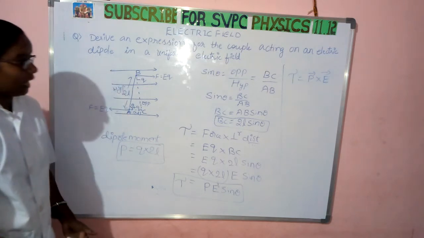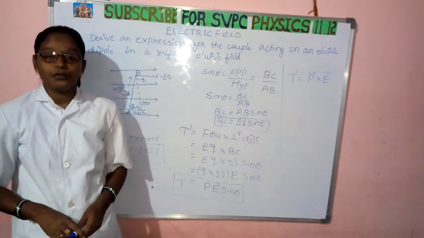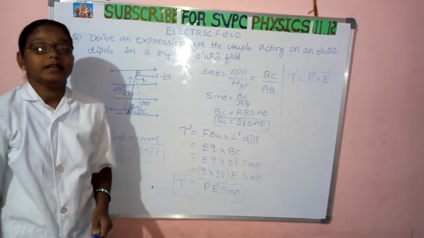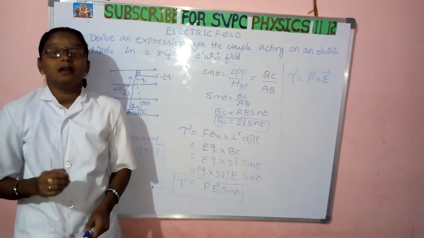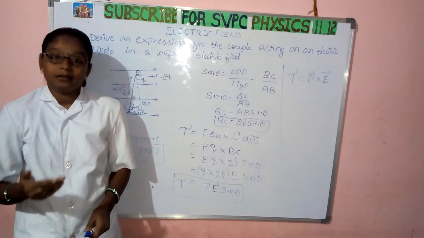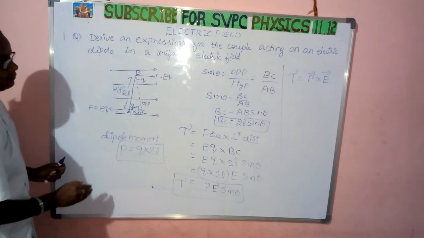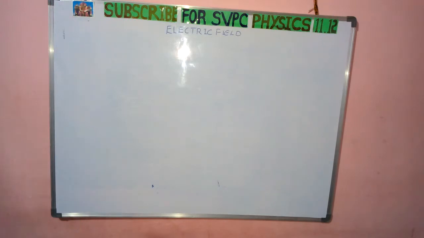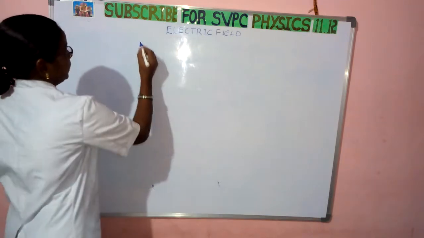And after that, I want to discuss the derivation of the axial line. Means whenever a positive test charge is placed on an axial line. So now we will discuss the electric field at an axial line.